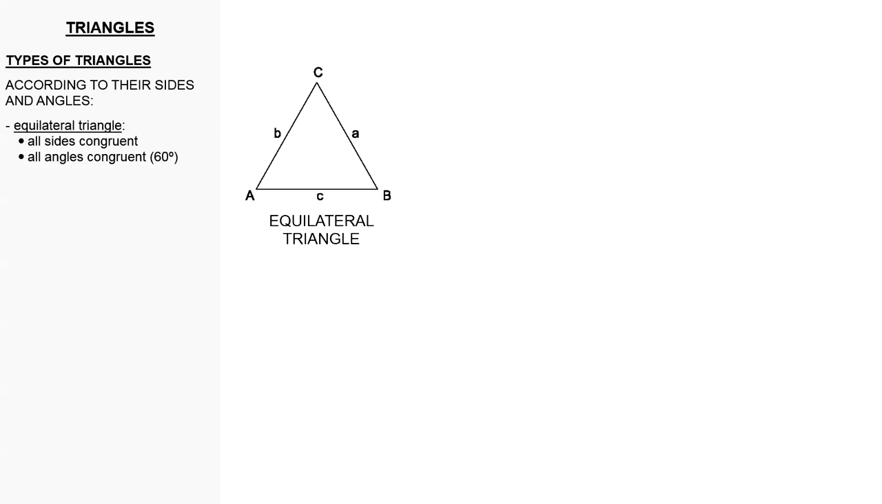The triangle that has 3 congruent sides and 3 congruent angles is called an equilateral triangle. Its angles are 60-degree angles, that is, 180 degrees divided into 3. So the equilateral triangle is the 3-side regular polygon.